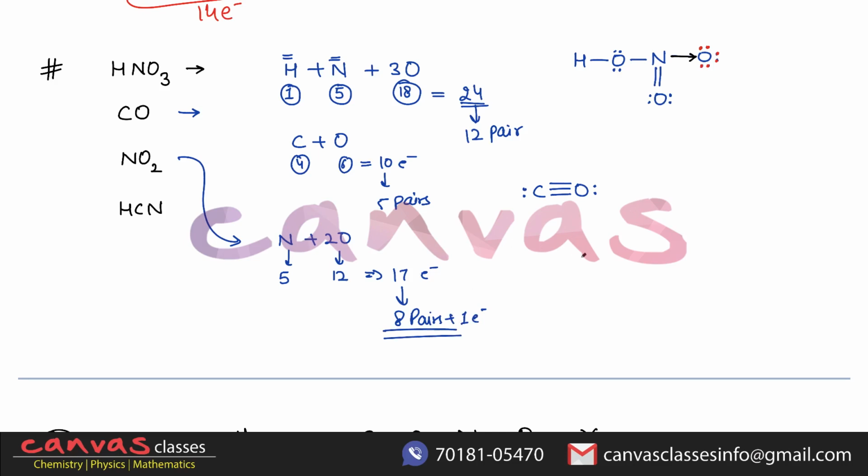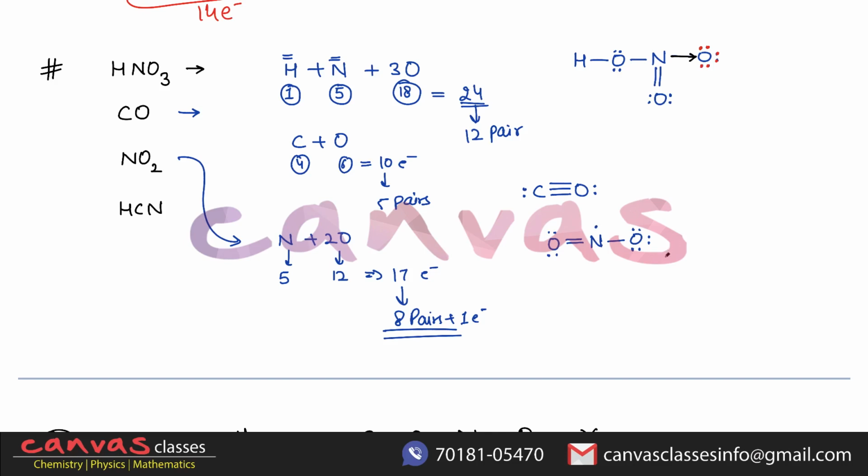Now in this case, keeping the nitrogen in the middle because nitrogen forms more bonds compared to oxygen. It forms 3 bonds. So 1 oxygen here, 1 oxygen here, like that. And in total we have to use 8 pairs: 1, 2, let's say 3, 4, 5, 6, 7, 8. Still one more electron left. So we can keep this electron on nitrogen.